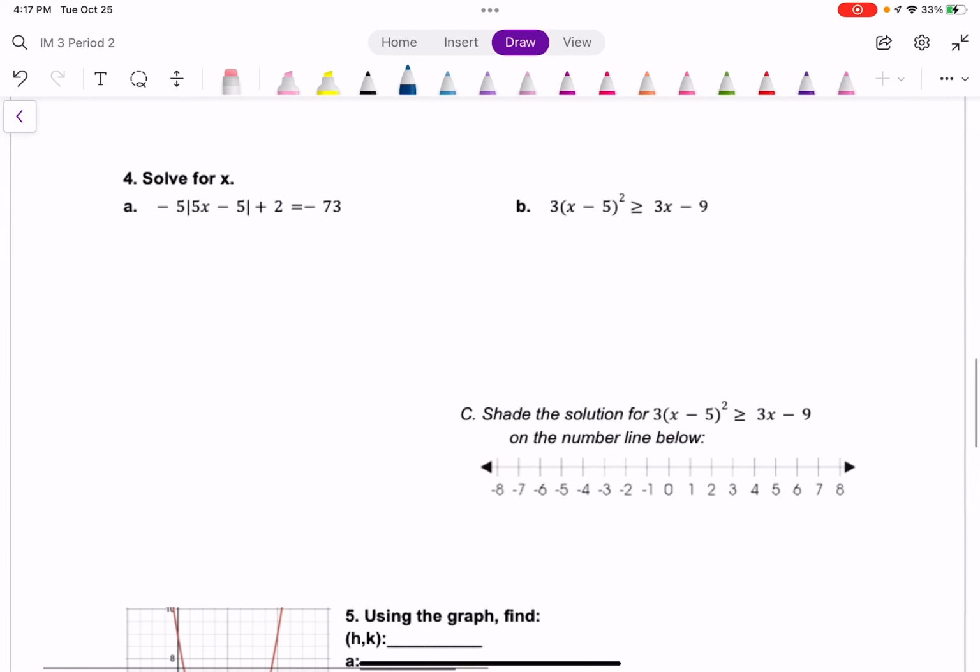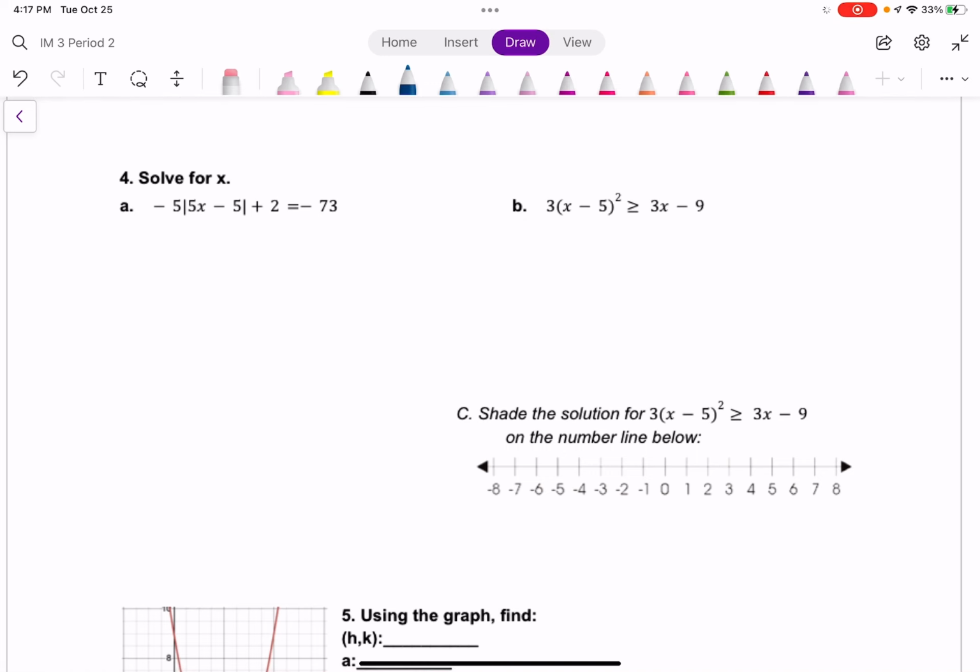Okay, moving on to the next one, solving this absolute value equation. The very first thing we need to do is get our absolute value all by itself. What we need to do is subtract 2 from both sides, and then divide by -5.